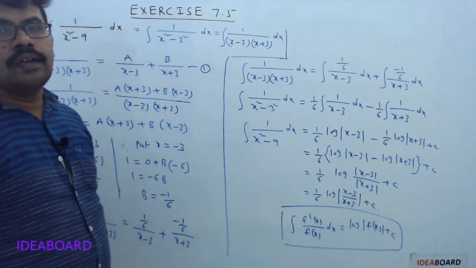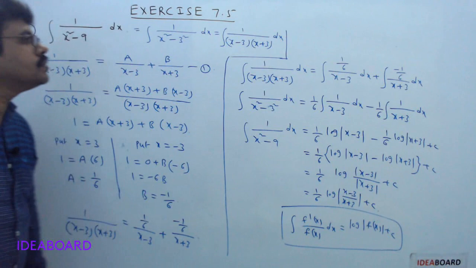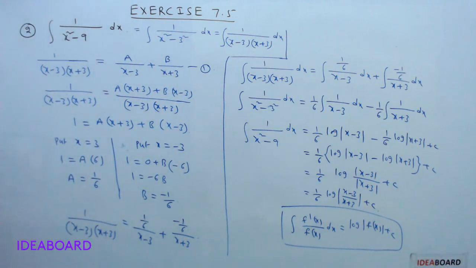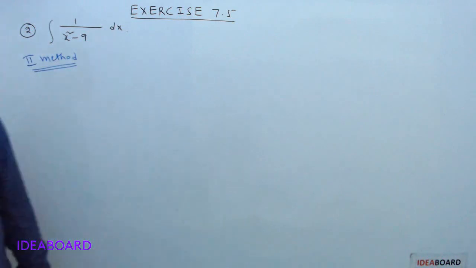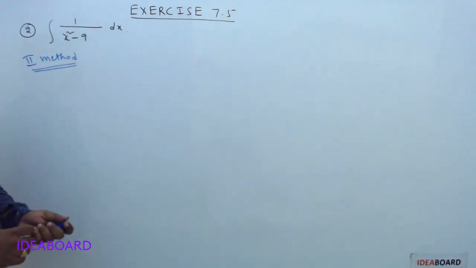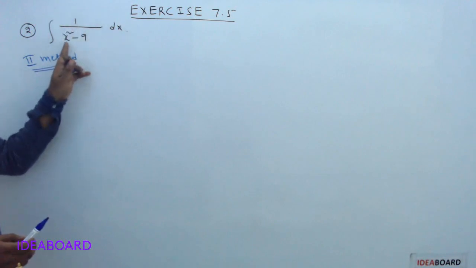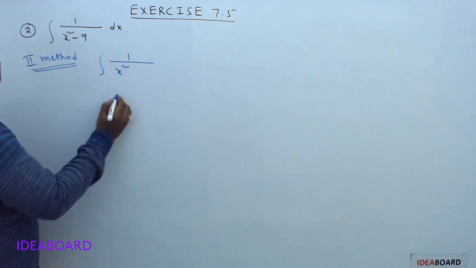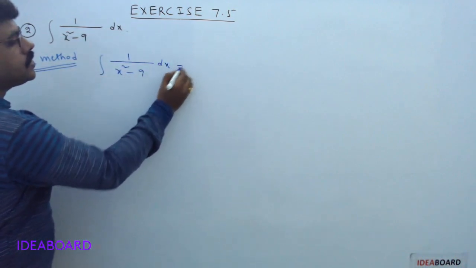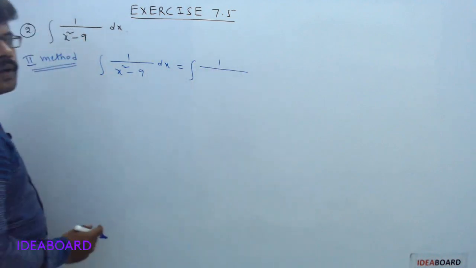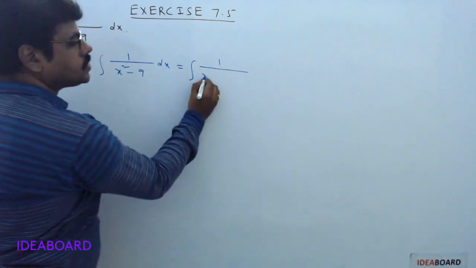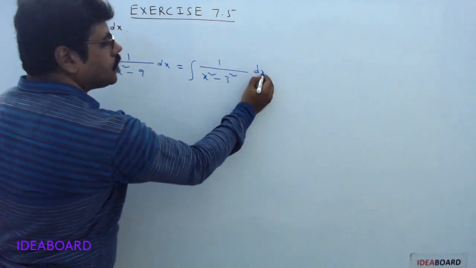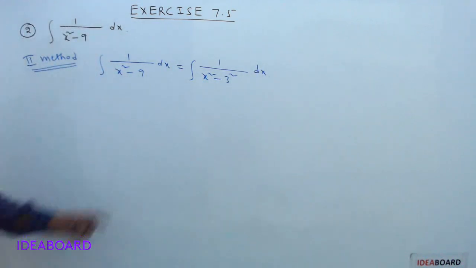Now this is the first method. Now we will see the second method. Now see the second method to this problem. Integral 1 divided by x square minus 9 dx. It is integral 1 divided by x square minus 9 dx equal to 1 divided by, this 9 can be taken as 3 square. So x square minus 3 square dx.